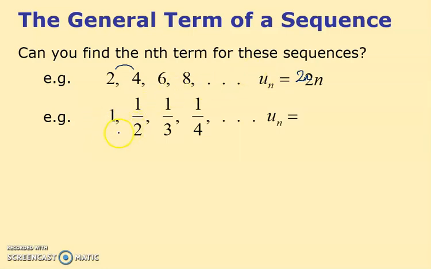Now, some of them are less obvious. Well, this is a fraction, but other than that, on the first term it's 1, but on the second term it's 1 over 2. The third term it's 1 over 3. I think this is just 1 over n. Yeah, 1 over n, there it is.